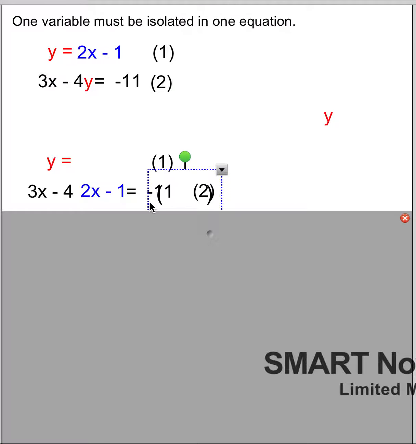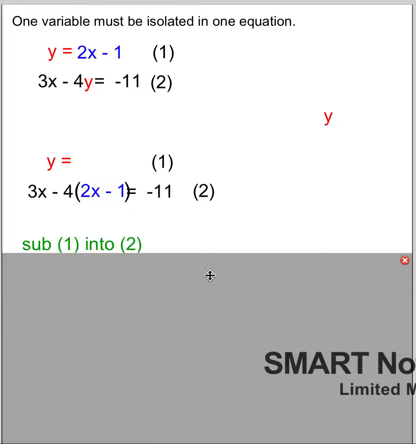Now I need to bring these brackets in here because it needs to be shown that the 4 is multiplied by that entire expression. So now the second equation that did say 3x minus 4y equals negative 11 now says 3x minus 4(2x minus 1) instead of y equals negative 11. So the only thing that's changed is the y has been replaced by 2x minus 1. Now we're home because we know how to solve an equation with one variable in it.